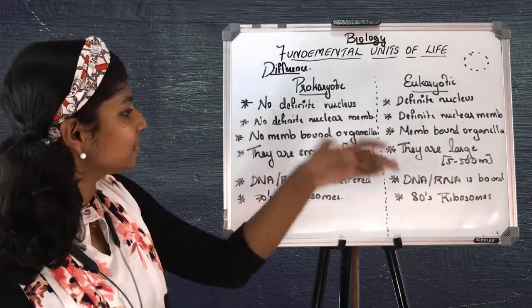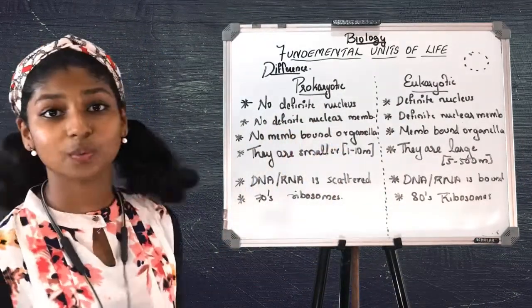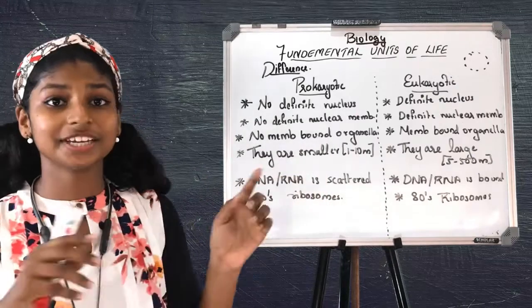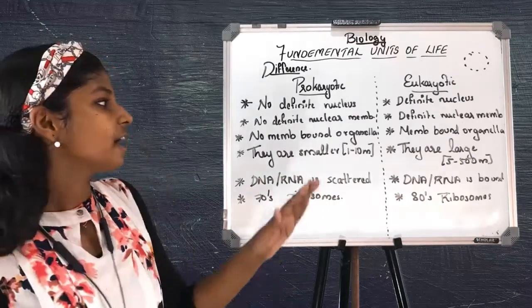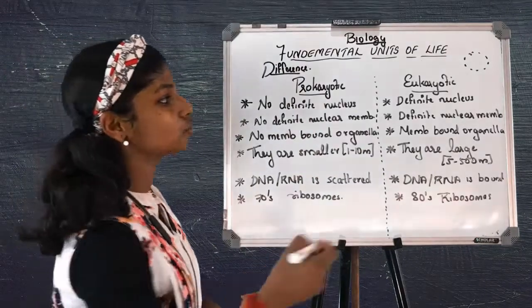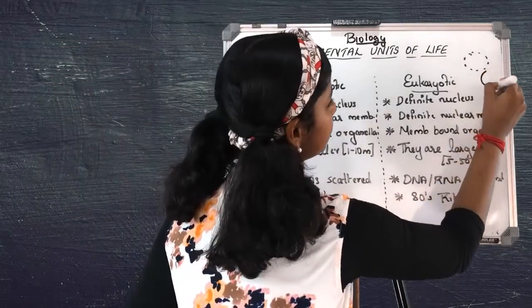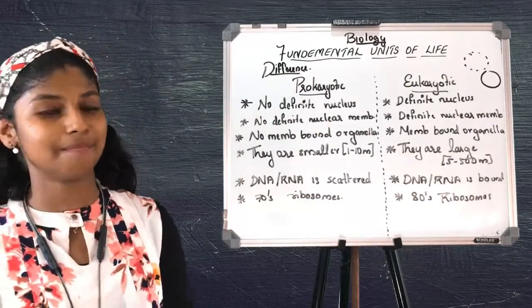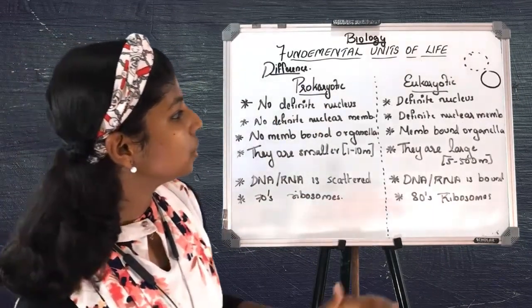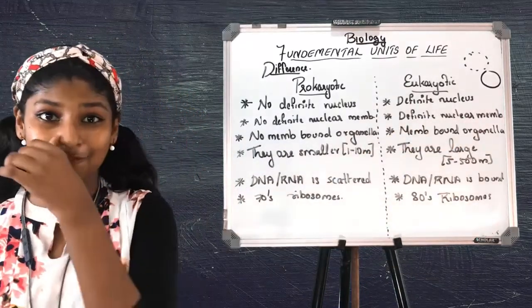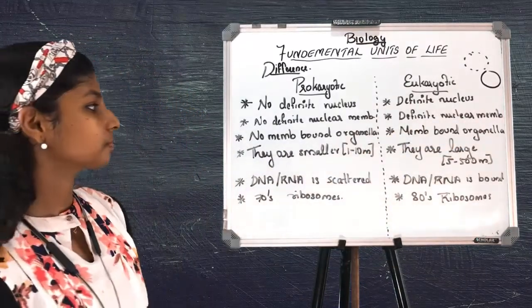Looking at the second difference, prokaryotic cells have no definite nuclear membrane. That means they don't have the outer lining of the nucleus, which is known as the nuclear membrane. And in the case of eukaryotic cells, they have a definite nuclear membrane.